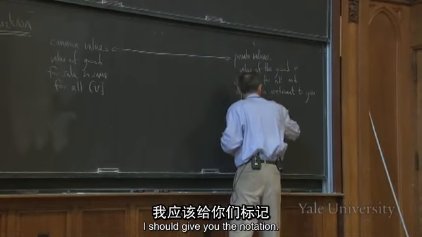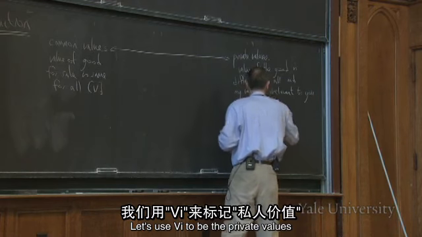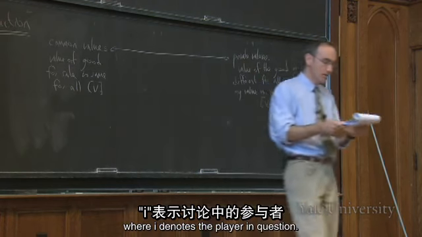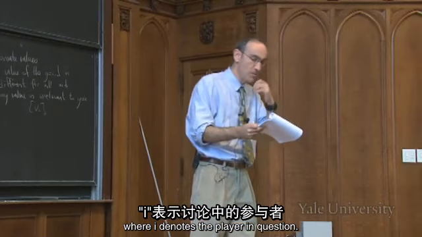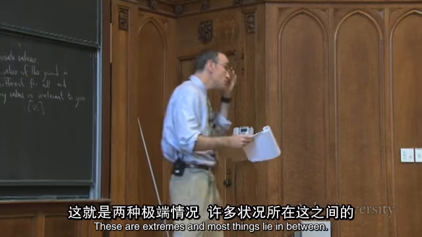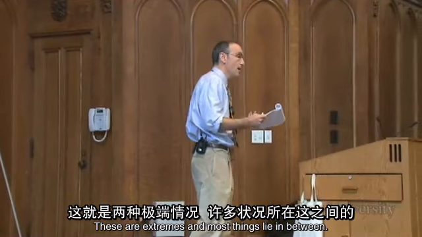I should give you notation. Let's use V sub I to be the private values, where I denotes the player in question. These are extremes, and most things lie in between.